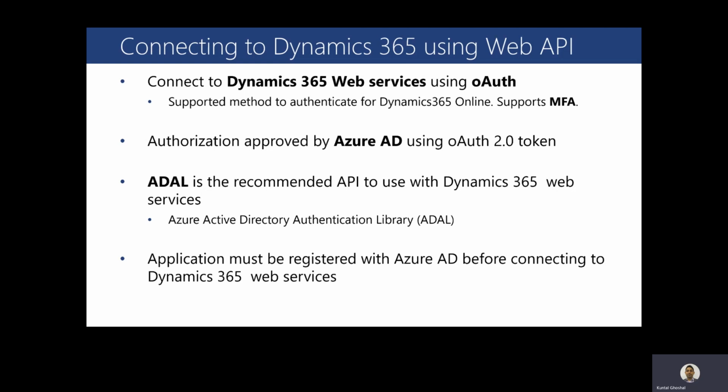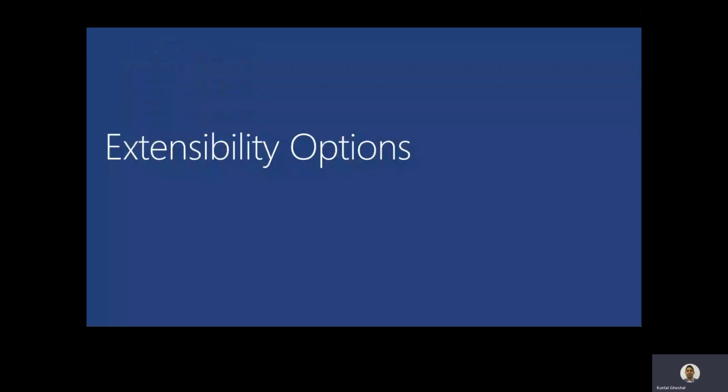OAuth enables two-factor authentication or certificate-based authentication for server-to-server application scenarios. OAuth requires an identity provider for authentication. For Common Data Service or Dynamics 365 Customer Engagement, the identity provider is Azure Active Directory or AAD. To authenticate with AAD using a Microsoft Work or School account, use the Azure Active Directory Authentication Library for JavaScript, or ADAL.js. We will quickly walk through connecting to Web API from an external application.